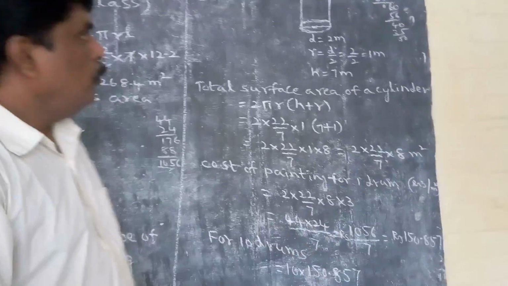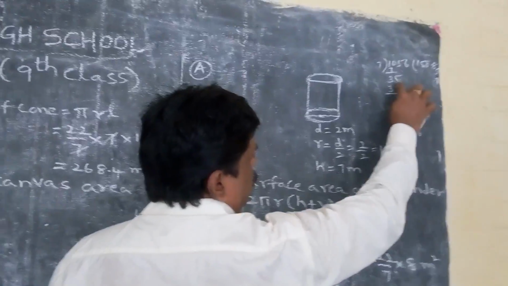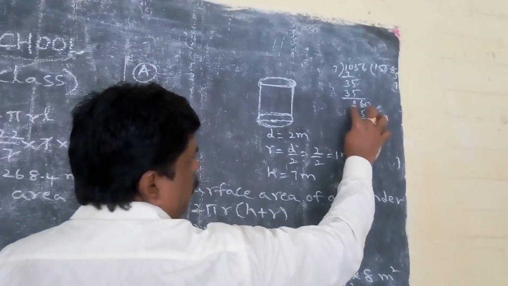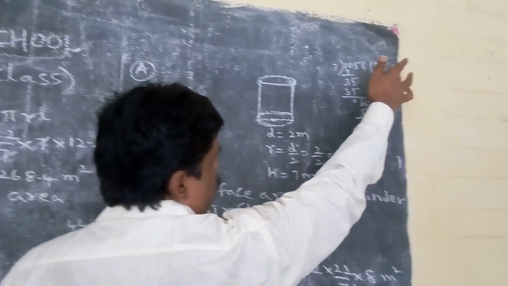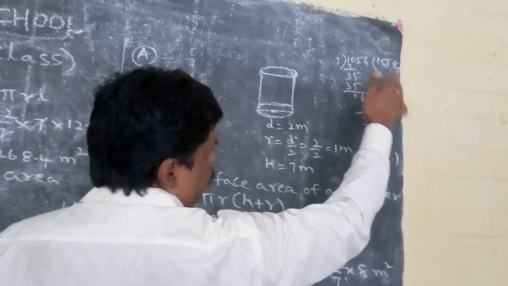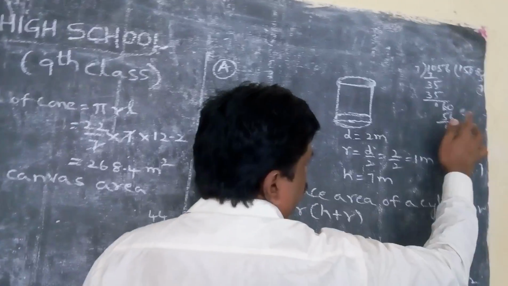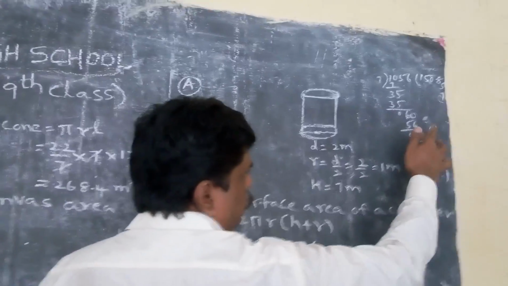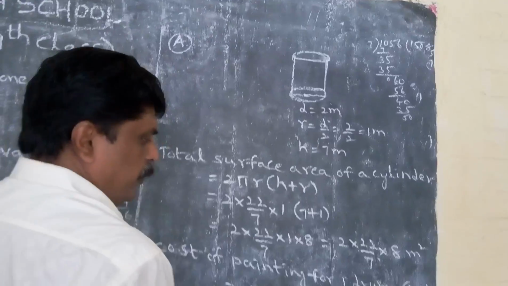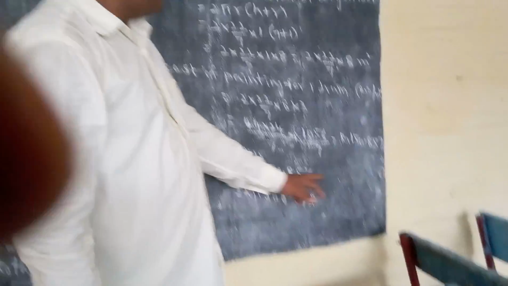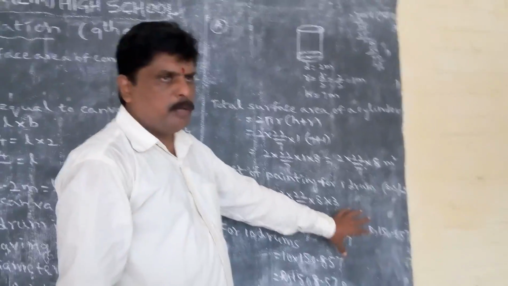You have to divide 1056 by 7. 7 ones are 7, 10 minus 7 is 3. Take 5 here. 7 fives are 35, 35 minus 35 is 0. Take 6 here. We cannot divide 6, so take a point here, and 0 is there, so here it is 60. 7 eights are 56, 60 minus 56 is 4. Take 0 here, that is 40. 7 fives are 35. So 150.857. This is the cost of painting for 1 drum.